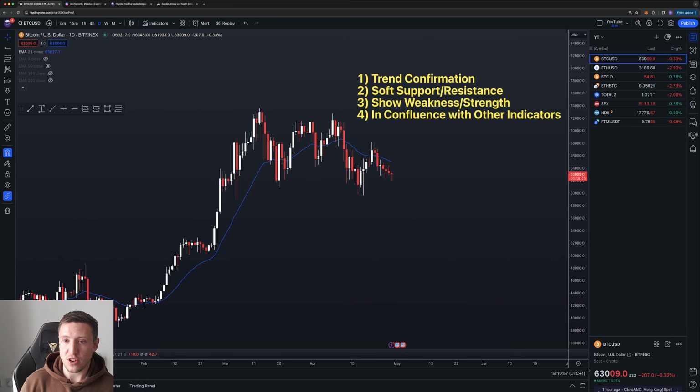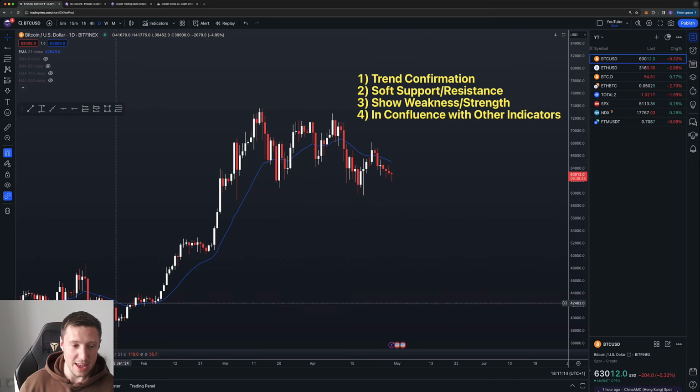Secondly, soft support or resistance. So what do I mean by that? Basically, moving averages can be used as support and resistance, but it should be taken with a large pinch of salt and shouldn't be used as effectively as horizontal or even diagonal support and resistance lines. So it can be used for soft support and resistance.